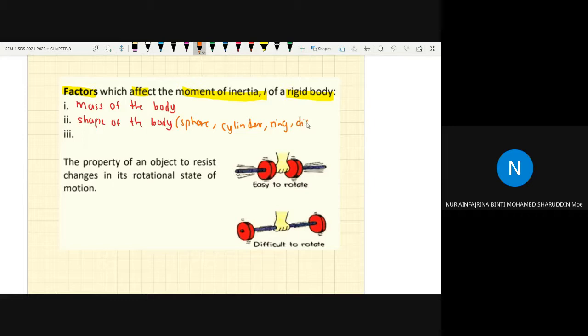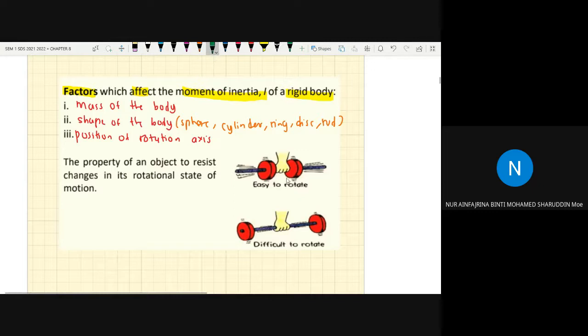Boleh jadi disc, and boleh jadi rod. So either one of it lah. The last one is the position of the rotation axis. Okay, position of rotation axis. Okay, what does it mean by the position of rotation axis?